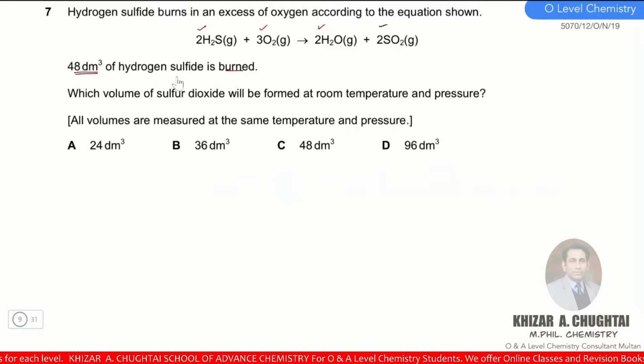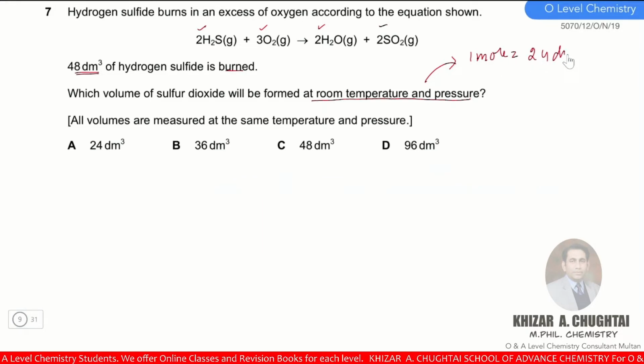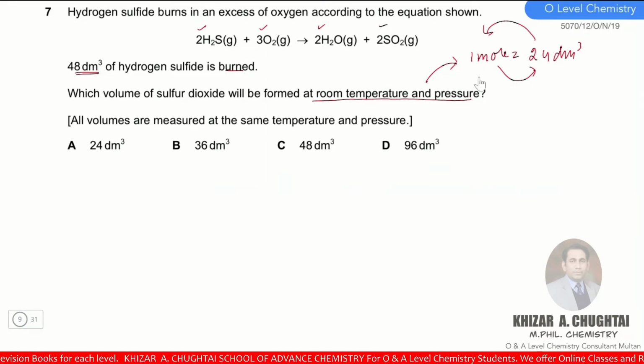48 dm cube of hydrogen sulfide is burned. Which volume of sulfur dioxide will be formed at room temperature and pressure? You know that at room temperature and pressure, 1 mole of a gas is equal to 24 dm cube volume. So we can change volume into moles, or moles into volume, by using this one formula.